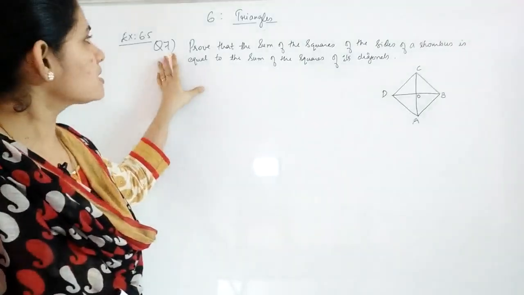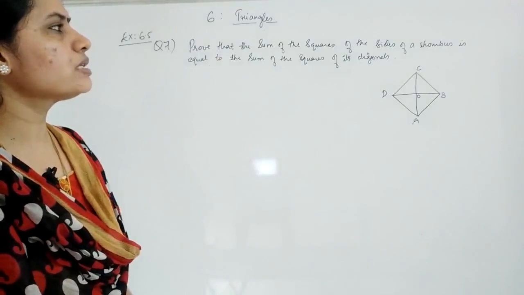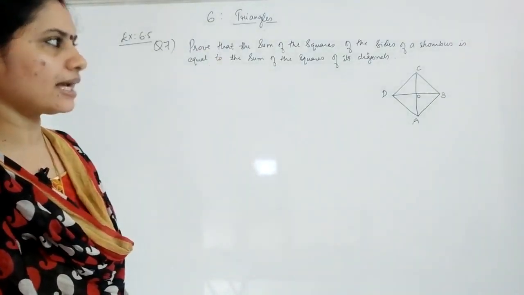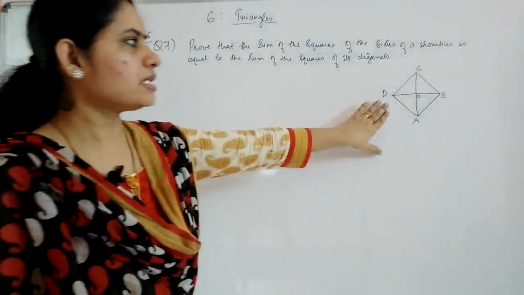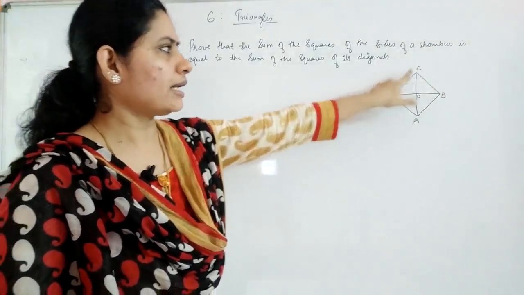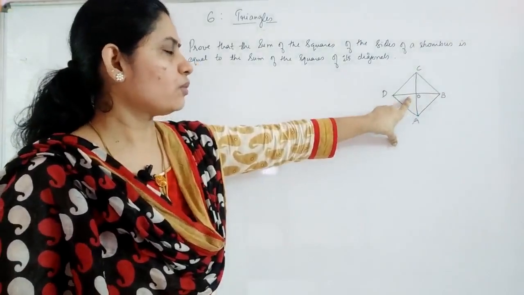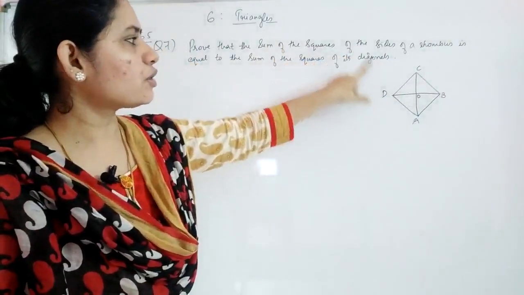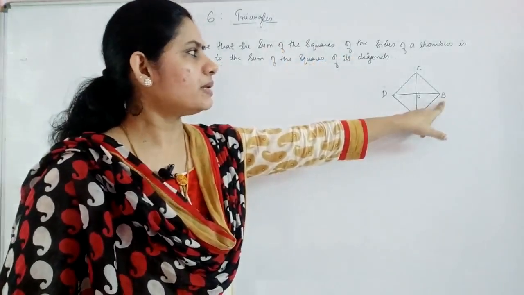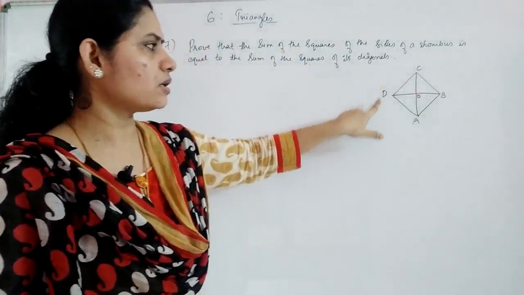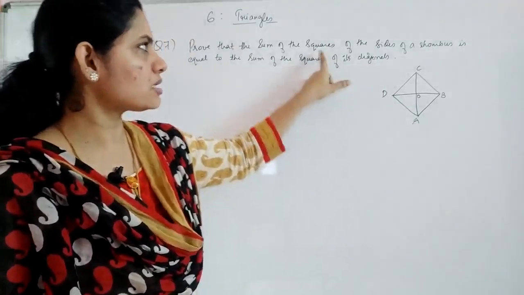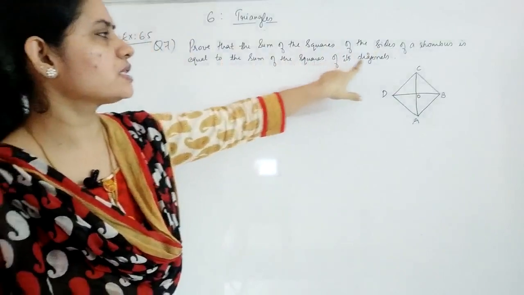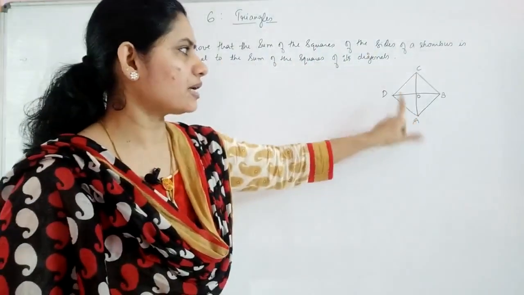Question number 7 is, prove that the sum of the squares of the sides of a rhombus is equal to the sum of the squares of its diagonals. So let ABCD be a rhombus with the diagonals intersecting at O. What you need to prove is that the sum of the squares of the sides of the rhombus, AB square plus BC square plus CD square plus DA square, those are your sum of the squares of the sides, will be equal to the sum of the squares of its diagonals. The diagonals are AC and BD.